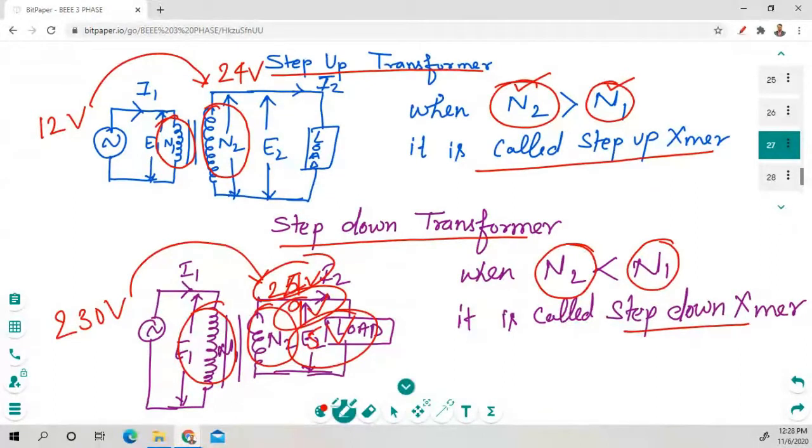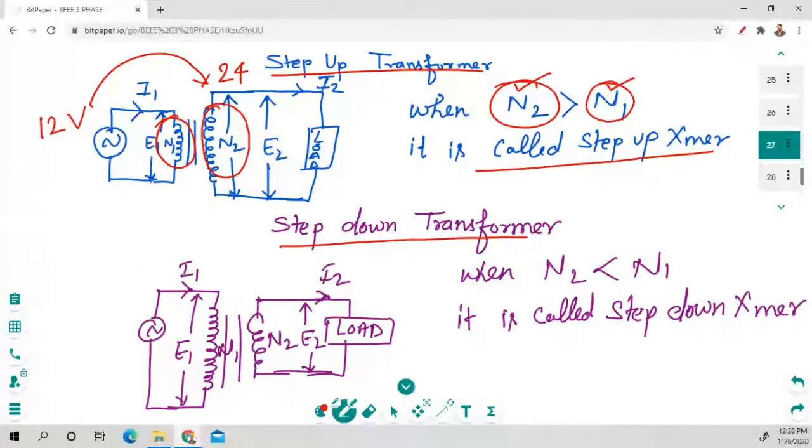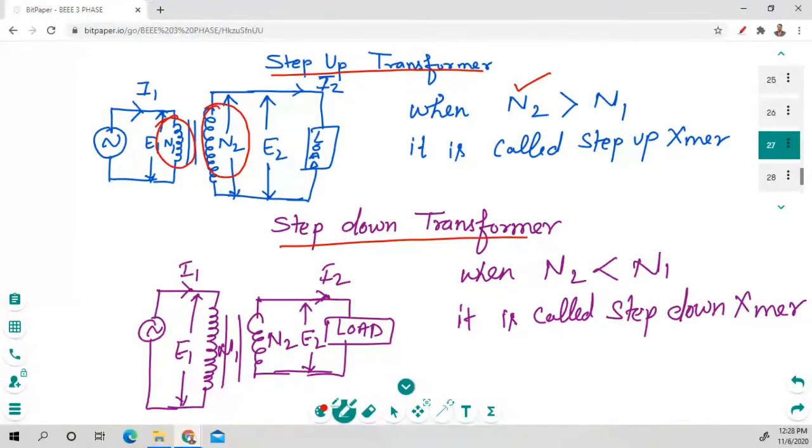So how can you find out which one is step up and which one is step down? It depends on the number of turns. If your primary side number of turns is more and the secondary side number of turns is less, it is called a step down transformer. If your secondary side number of turns is more and the primary side number of turns is less, it is called a step up transformer. Is it clear? Write in the chat box. Clear. Okay, let's come to the next point.